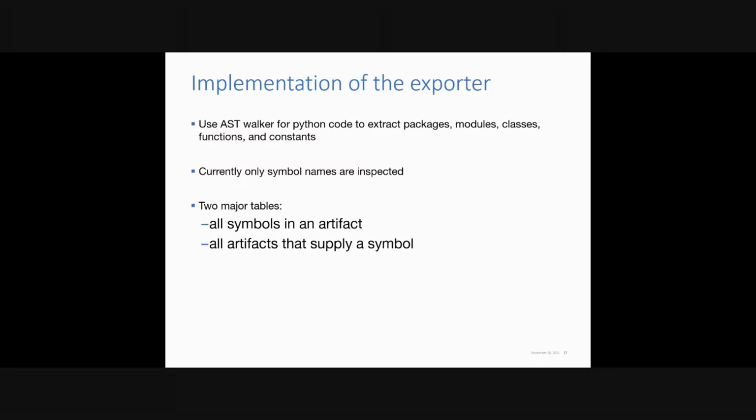And then the inverse of that table: all artifacts that supply a particular symbol. So if I say I want NumPy, great. What are all the things that provide NumPy? Or Slugify, maybe.